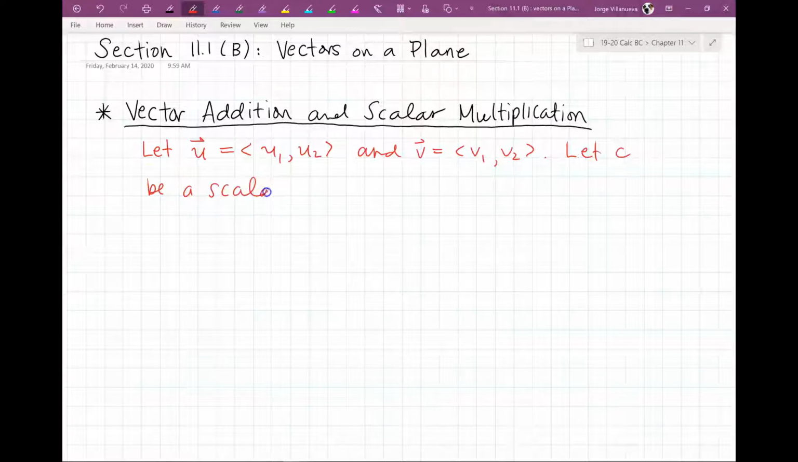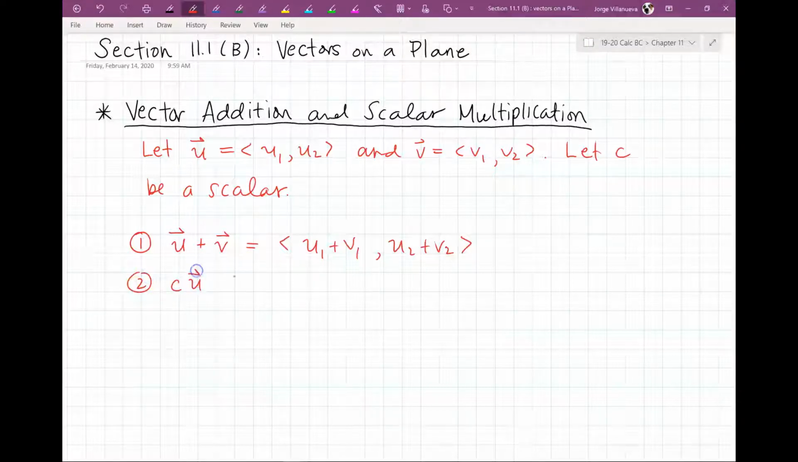Now remember, scalar means constant, right? We're just not using the word constant because we don't want to mix it up with physics terms. So here are the definitions. The very first one is if you get vector u plus vector v, then your result will be u sub 1 plus v sub 1, comma, u sub 2 plus v sub 2. So you can add vectors, just add their components. I guess you could call it the x component, add those together, add the y components together, and that's the sum of your vectors. Again, not a very hard thing to do.